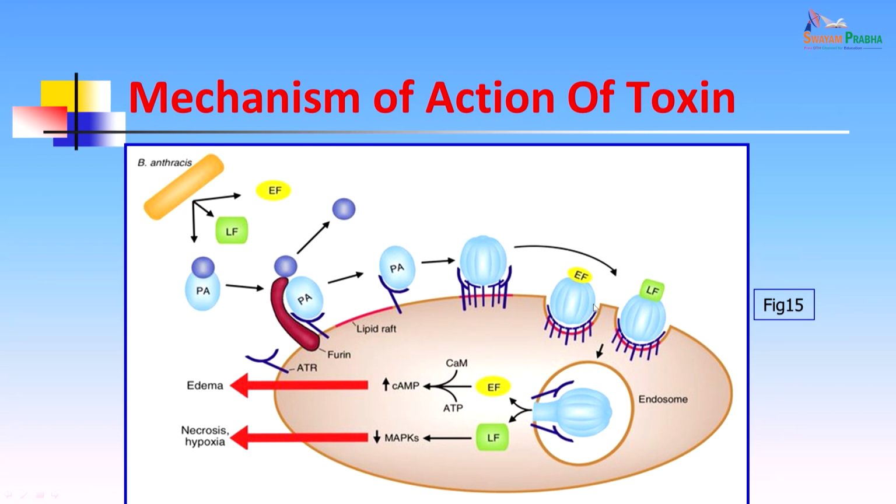Onto this little ball, either the edema factor or the lethal factor come and join, and because of getting attached to the protective factor, they enter into the cell. The whole thing is put into an endosome and enters the cell. Once inside, the edema factor causes an accumulation of cyclic AMP, causes edema in the cell and eventually cell rupture. The lethal factor also causes a decrease in the kinases in the cell and causes necrosis and hypoxia. So, basically both of them finally lead to cell death.